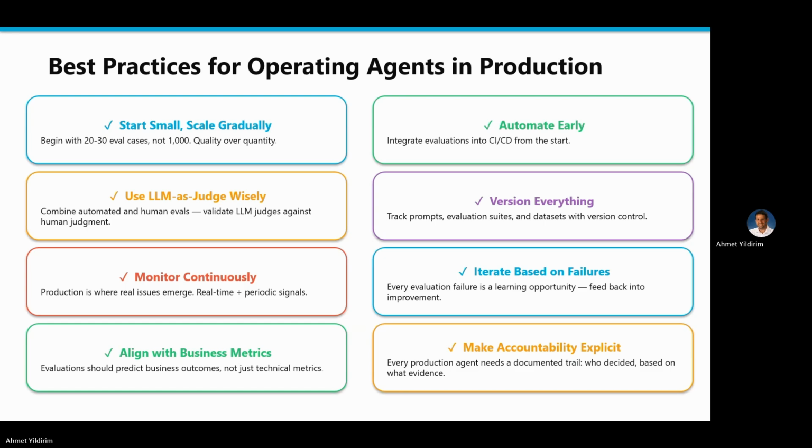And finally, the last one, which is make accountability explicit. What we mean by that is every production agent needs a documented trail: who decided it was ready, based on what evidence, under what conditions. It's the same discipline that makes D365 implementation successful. Now it is applied to the unique challenges of AI agents as well.